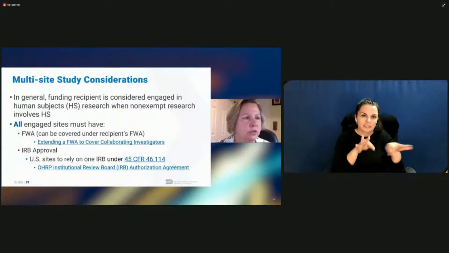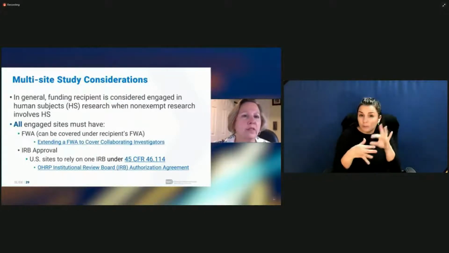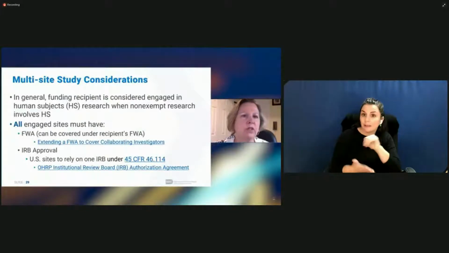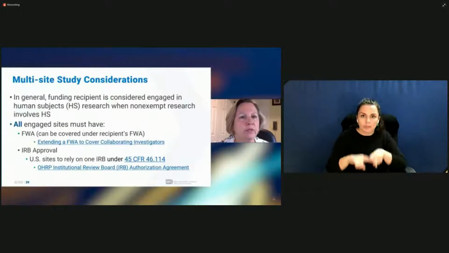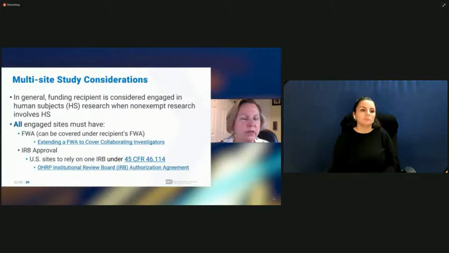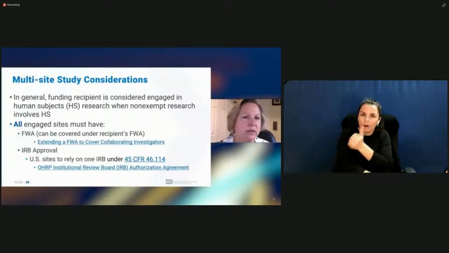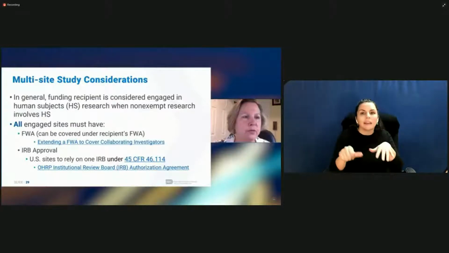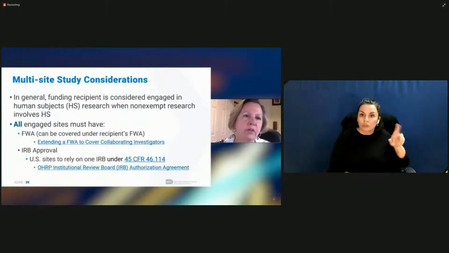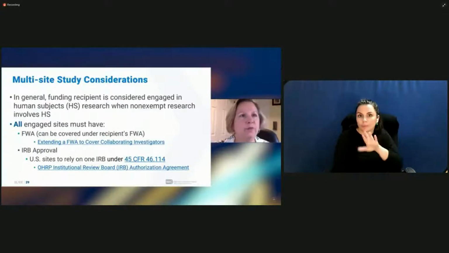And as I mentioned earlier, when it comes to single IRB, there is a requirement that if you have more than one US site that is going to be conducting the non-exempt human subject research, you will need to rely on a single IRB to review the study. So when the single IRB is in effect, there will need to be a reliance agreement or authorization agreement between the relying site or sites and the single IRB that's going to be reviewing on behalf of that site. OHRP has a sample authorization agreement on their website, and the link is here.